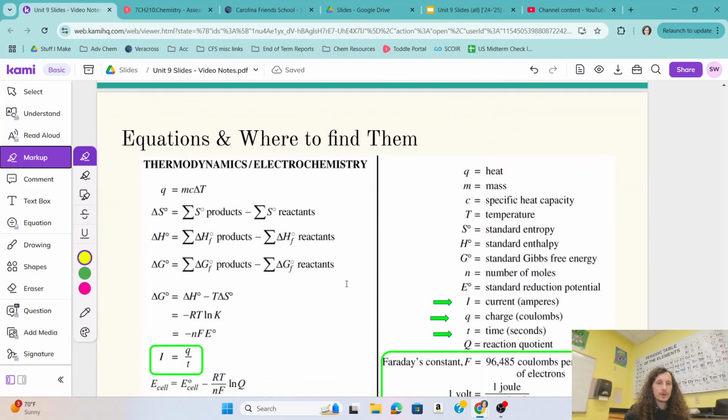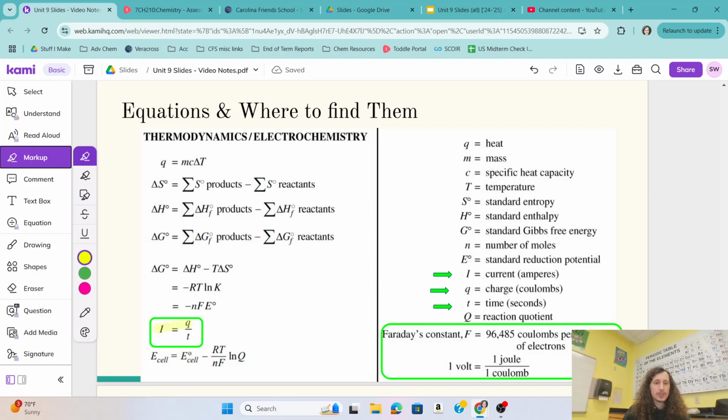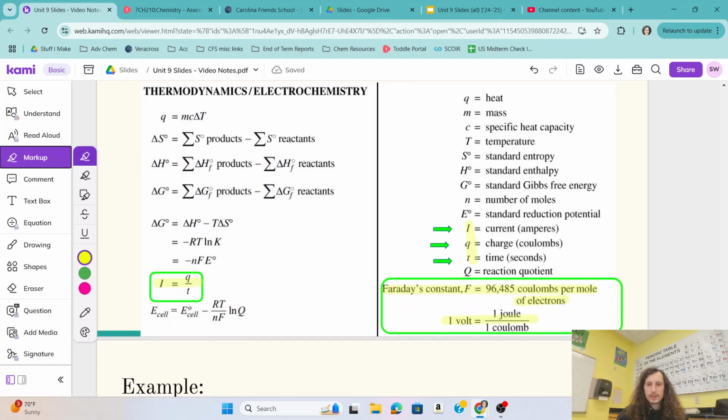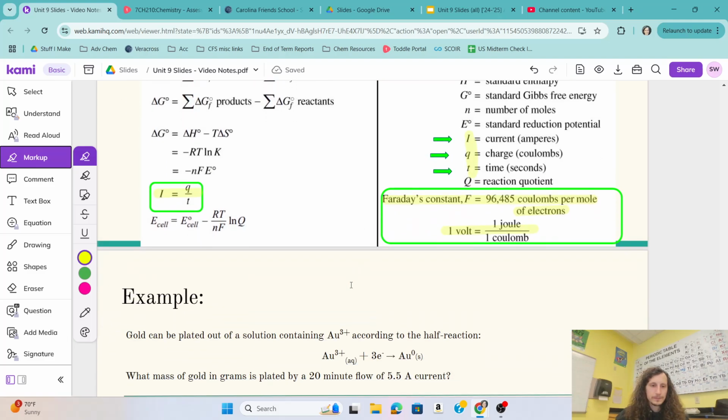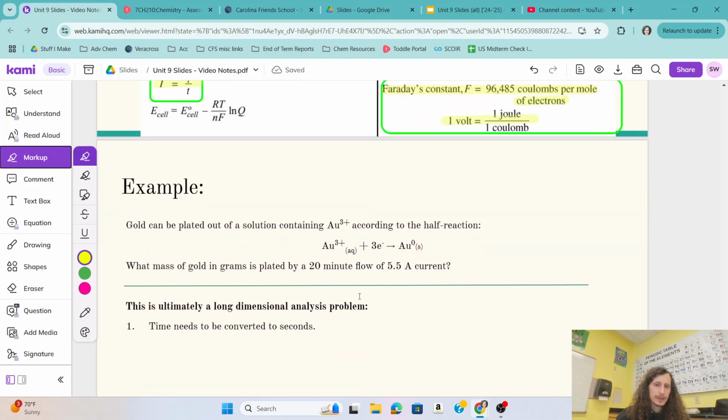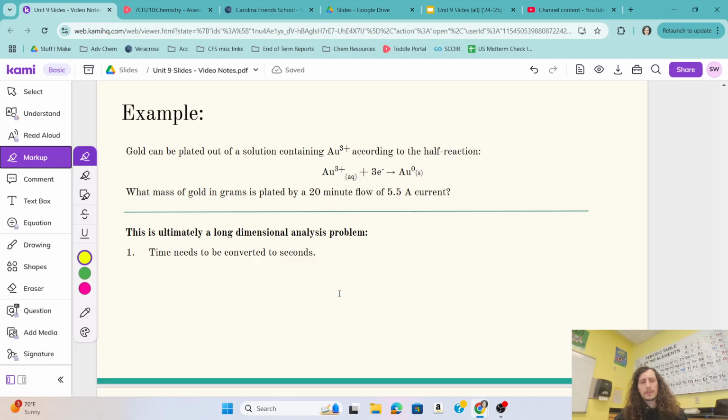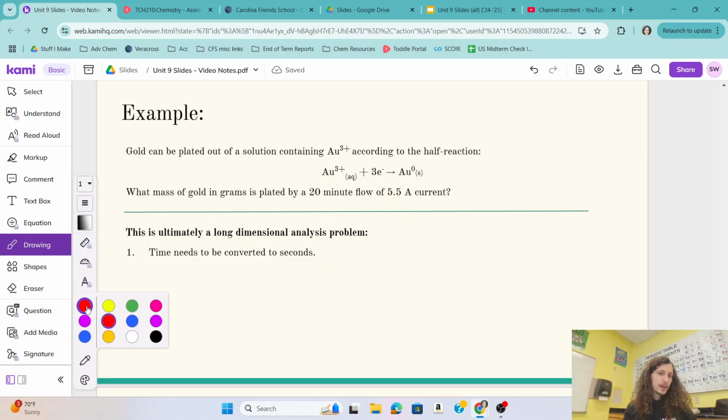Okay. Quick primer on equations. This is our last equation, I equals Q over T. You are also given these constants as a reminder. You're also given this one. This one I've already typed out, so if you want to just read through, you can, but I'm going to do it blank from here. Again, these are ultimately long dimensional analysis problems.